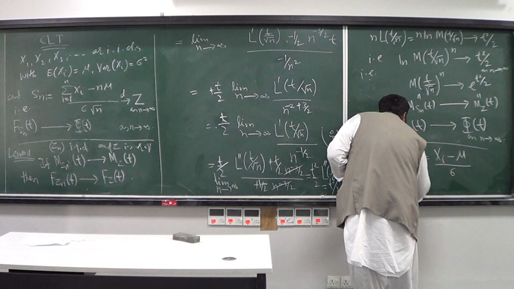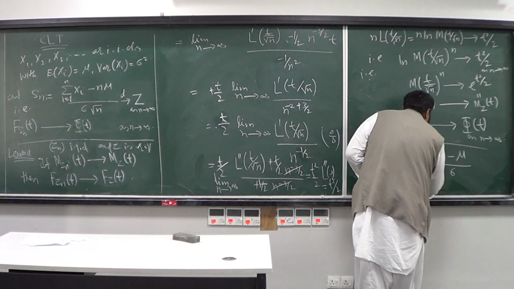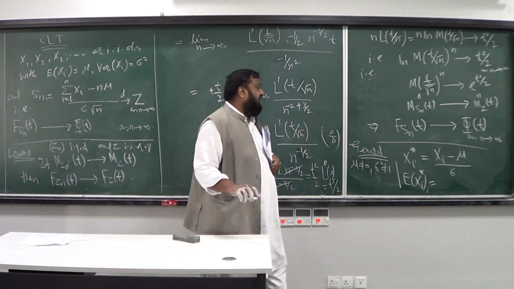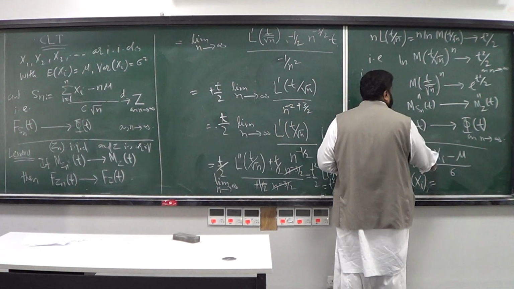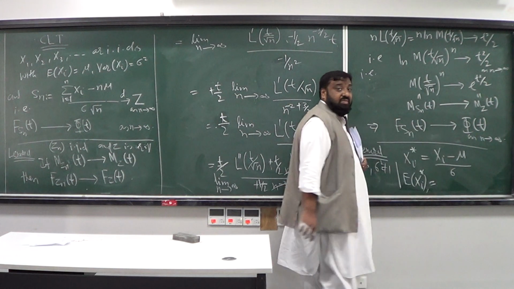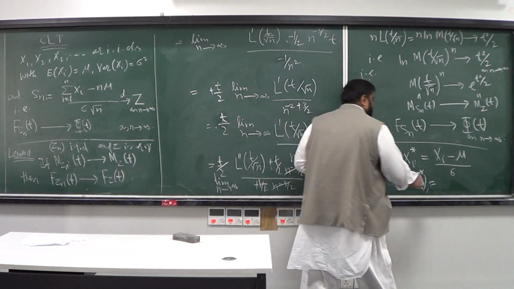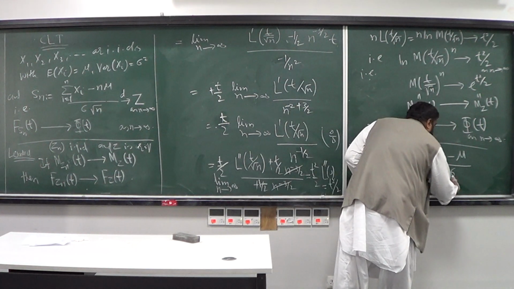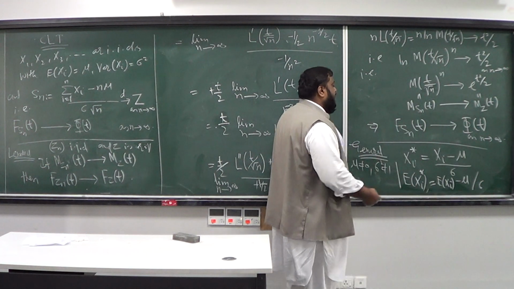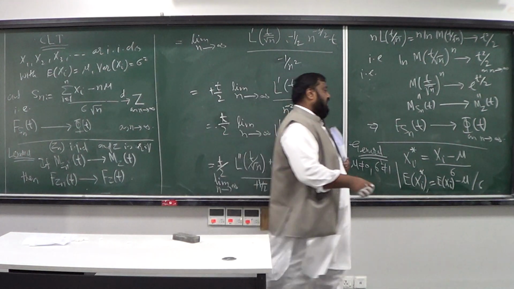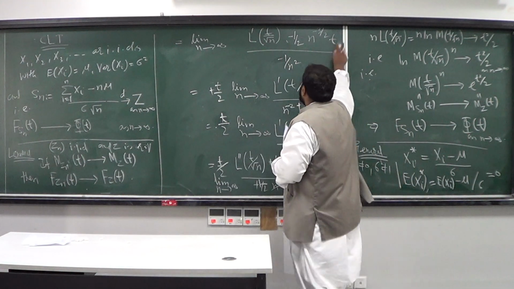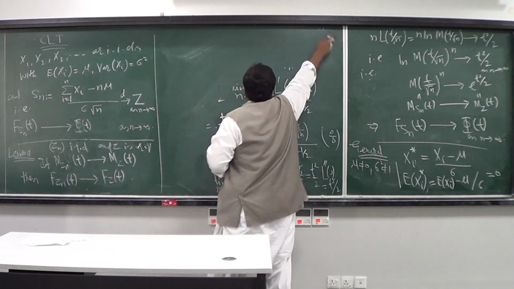What would be the expectation of xi star? The expectation of xi star is going to be the expectation of xi minus mu, divided by sigma. But the expectation of xi equals mu, so this is equal to 0. And what is the variance?